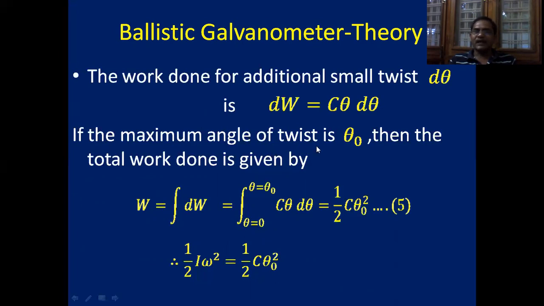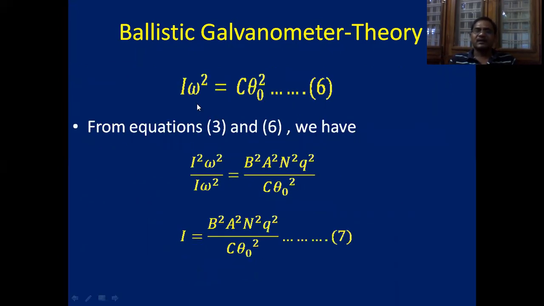If the maximum angle of twist is theta naught, then the total work done is given by integrating dW equal integral theta equal to 0 to theta naught C theta d theta, right? But C is constant, the integration of theta d theta is theta square by 2. Applying the limits, we get half C theta naught square, equation 5. Therefore, half I omega square equal to half C theta naught square. So we can write I omega square equal C theta naught square, say equation 6.